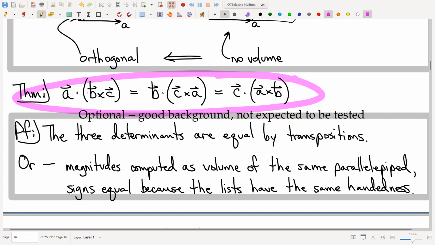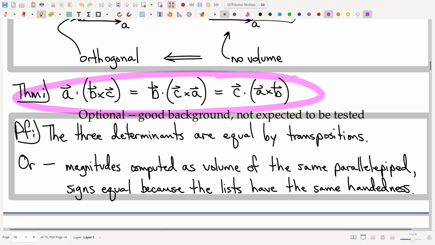And from an algebraic standpoint, from a plug and chug standpoint, it is not at all clear that this is going to work out. Here I'm crossing B and C. Here I'm not. Here I'm crossing C and A. A used to be outside of the cross product. Now it's inside of the cross product. It is not at all clear that these will be the same. Mysteriously they are.